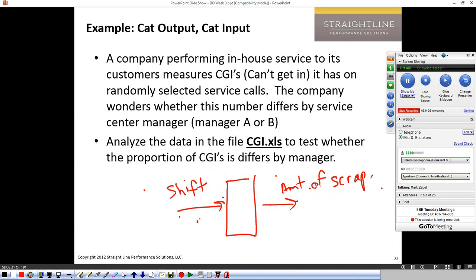Okay, so let's look at is this a category or a number? Looks like it's a cat. Makes sense. How about amount of scrap? Is that a category or a number? Number. It's probably a number if you're measuring it in like tons, but it could be a category, like if you measured as a high amount of scrap, a medium amount of scrap, a low amount of scrap. So it could be either one. So this could work in a cat-cat situation. That might work, depending on how you measured this. Okay, let's see if we can get another example.